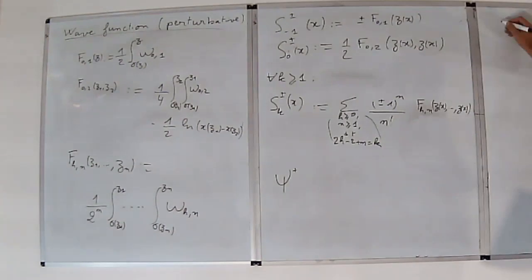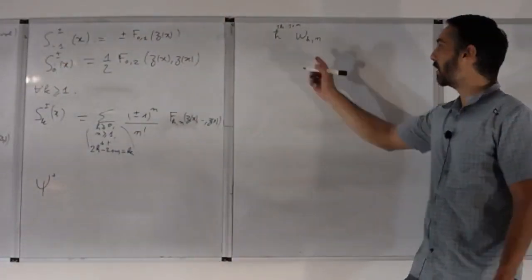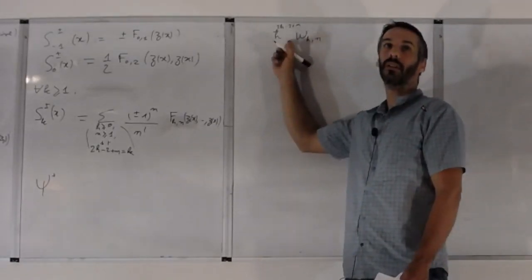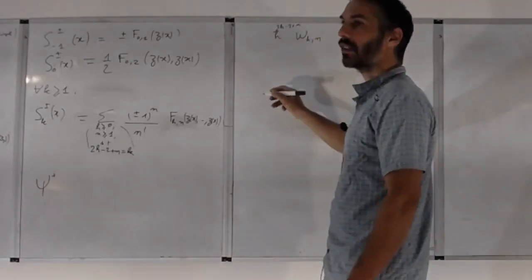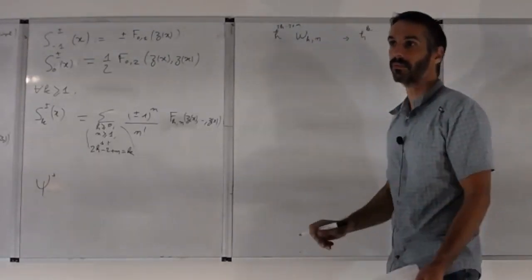So the idea, let me just write it here. Usually, omega hn is weighted by h bar to the power 2h minus 2 plus n. And here, we just want to collect all of them, all the omega hn, which give us h bar to the power k contribution. OK?